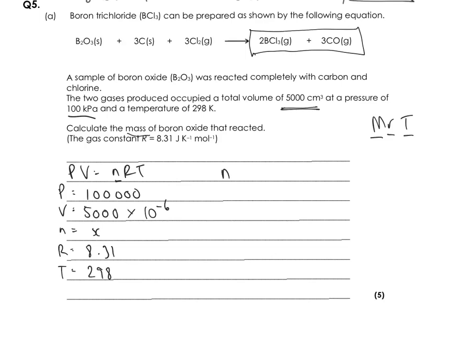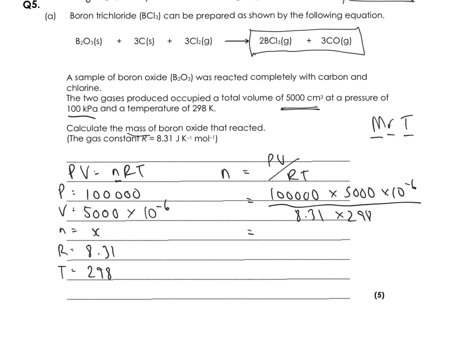So to work out moles, that's going to be PV over RT, which equals 100,000 times 5,000 times 10 to the minus 6 over 8.31 times 298. So that gives us a number of moles of 0.202. Now, that's the total moles of gas, not just the moles of one of those things. So you can see the total moles of gas is 5. So actually the ratio that we need to do next is going to be 5 to 1, because there's only one boron oxide for every 5 moles of gas on the side.